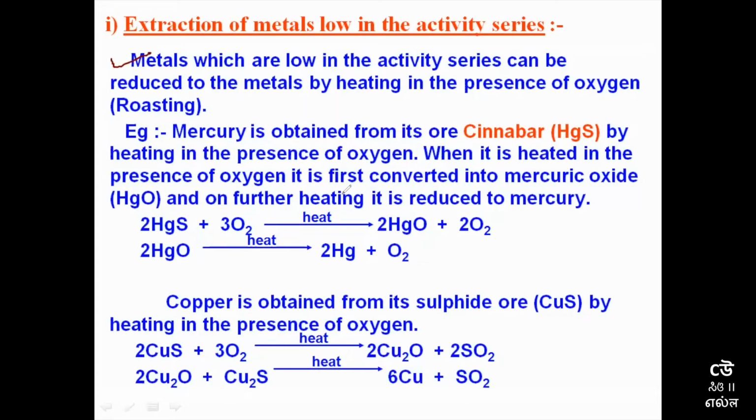An example of this is mercury, which is obtained from its ore called cinnabar. Hg is mercury and S means sulfur. Therefore, it's a sulfide ore. So which method will we carry out? Obviously, roasting. Mercury is obtained from its ore cinnabar by heating in the presence of oxygen. When it is heated in the presence of oxygen, it will first convert into mercuric oxide, from the sulfide ore.